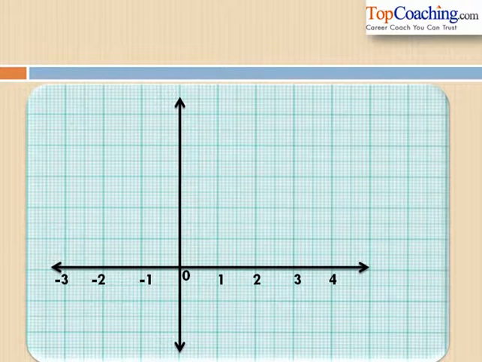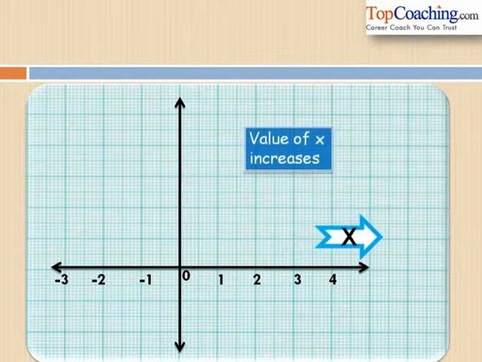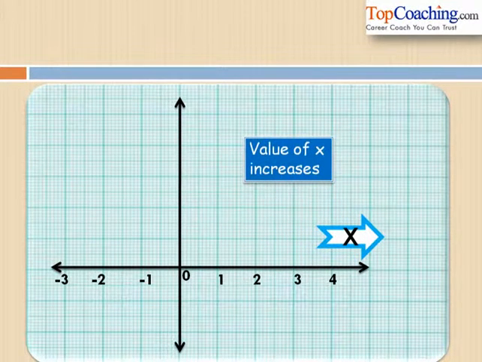Now we can see that this is the origin and there are numbers on the right hand side of 0 and numbers on the left hand side of 0. If we move on the x-axis towards the right side of 0, we see that the numbers are positive and the value of x increases. So x actually represents the numbers on the x-axis, and as we move towards the right hand side, the value of x increases and it is positive.